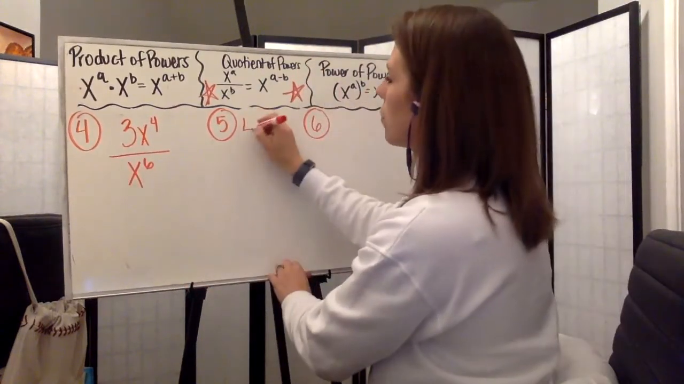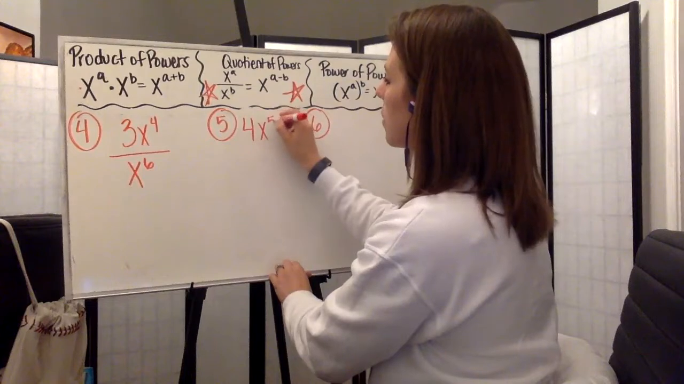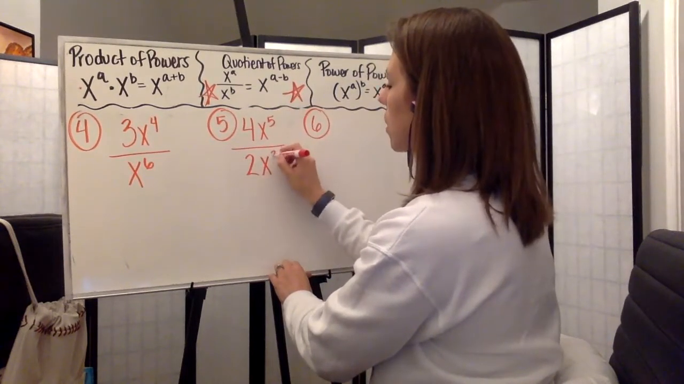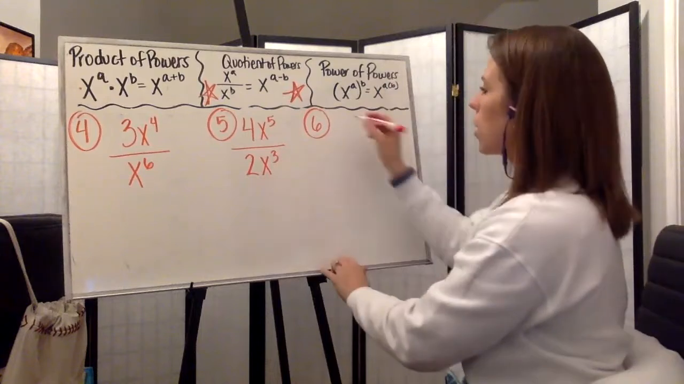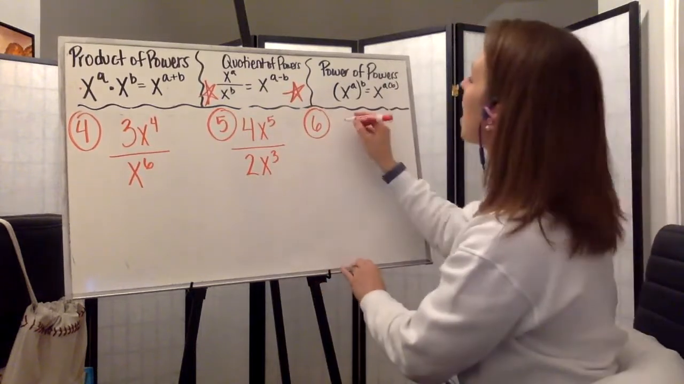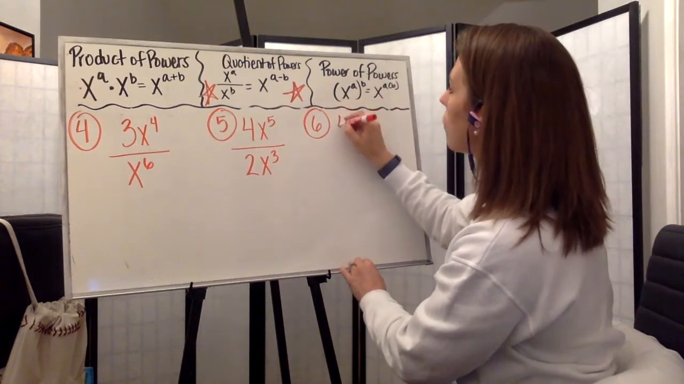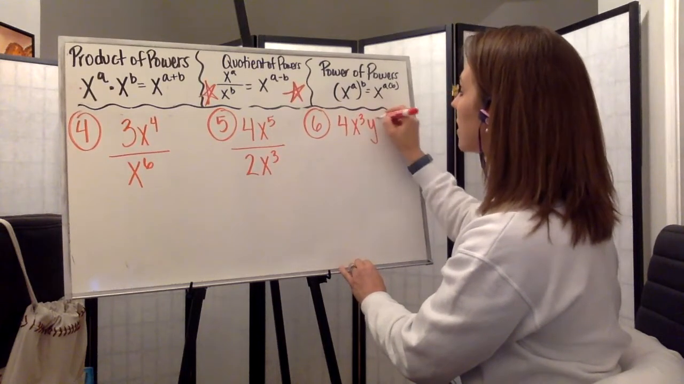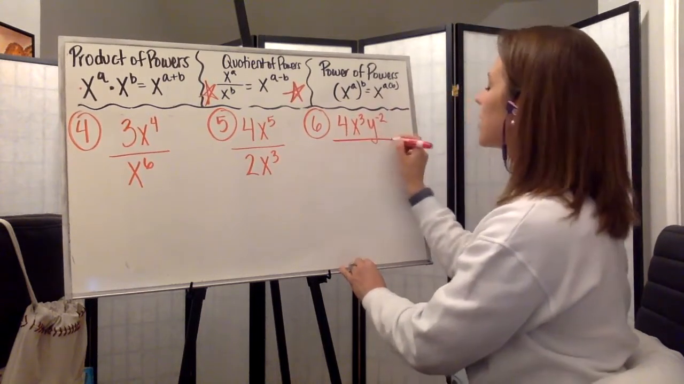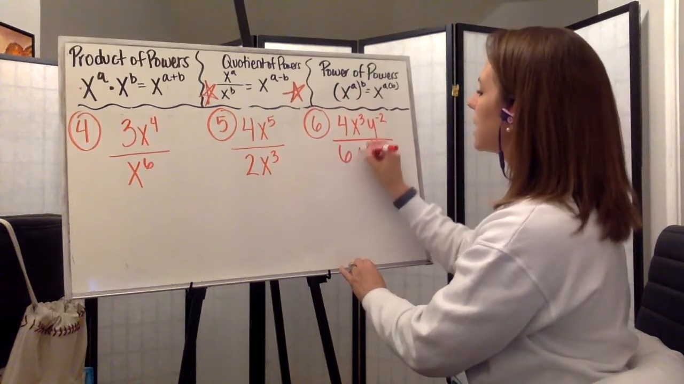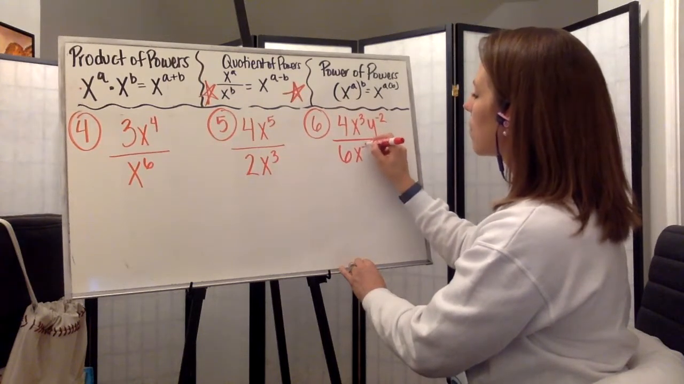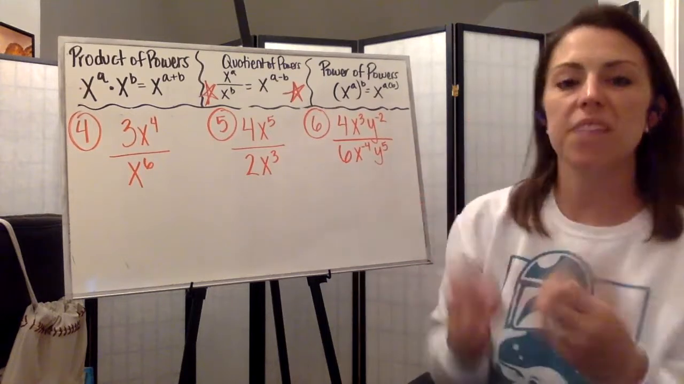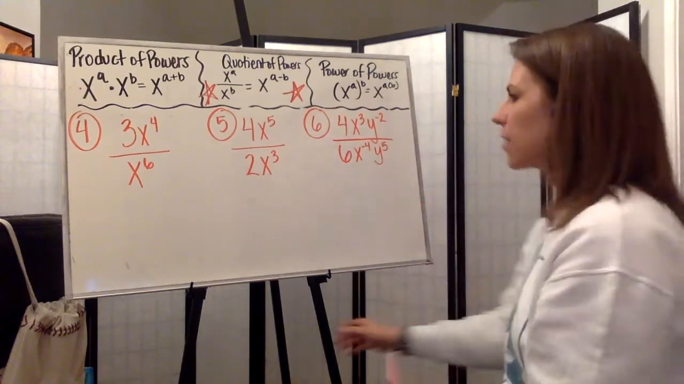Over here, we're going to do 4x to the 5th divided by 2x to the 3rd. And then over here, we're going to have a little more fun. How about 4x to the 3rd, y to the negative 2nd, because why not? Divided by 6x to the negative 4th, y to the 5th. I don't know. That seems like a fun one, doesn't it? I think that looks fun.